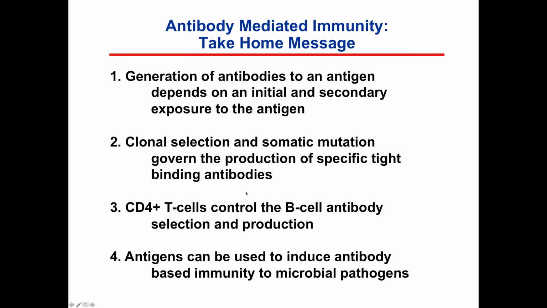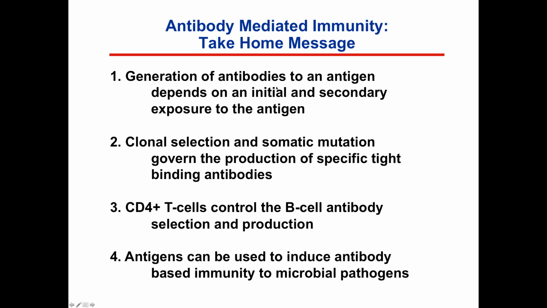So just a quick recap of this part. First, we've looked at the generation of antibodies to an antigen. We found that it depends on initial and secondary exposure to the antigen. You now know why that's the case: in the secondary response, you have those memory cells. The memory cells remember what has come into contact with both the B and the T cells. They're there, and they can rapidly expand to produce more antibody and immune response when there's a challenge from an antigen or a pathogen.